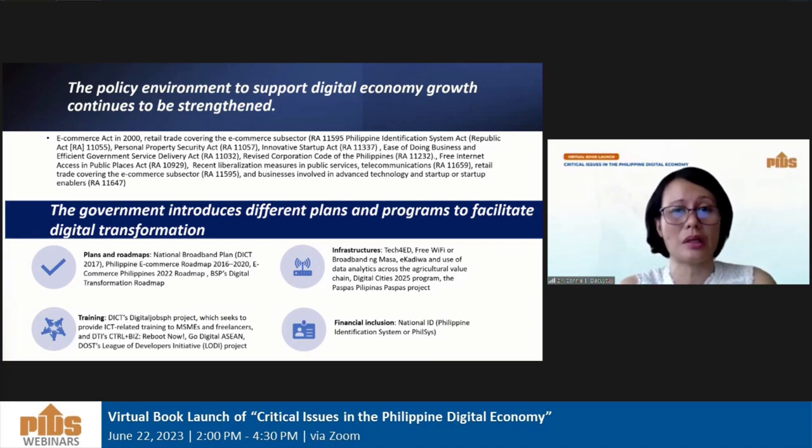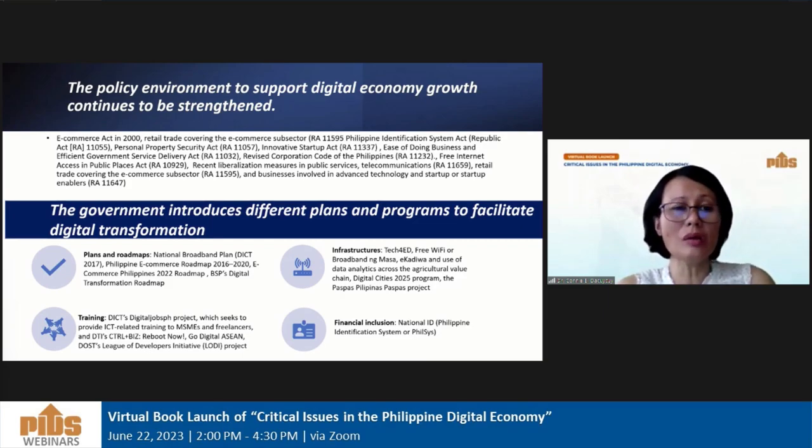On the next slide, we also note that the policy environment to support digital economy growth continues to be strengthened. So there are laws on access to credits, funds for entrepreneurship, grants for startups, ease of doing business, and efficient government delivery. There are also laws on physical infrastructure, like for example, free internet access in public services and the national ID system. Laws also on developing human infrastructures, upskilling, reskilling, digital technology training. Laws on innovation, like the Philippine Innovation Act. There are also laws that penalize the abuse and misuse of ICT, including the Data Privacy Act and the Cybercrime Prevention Act.